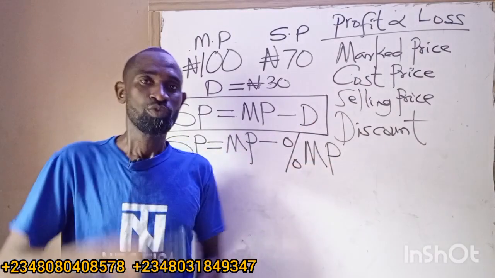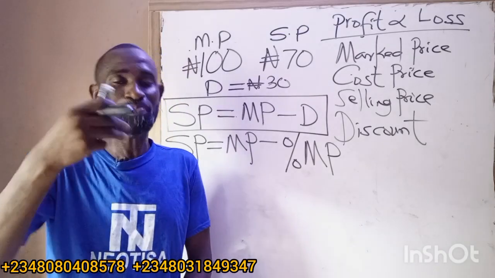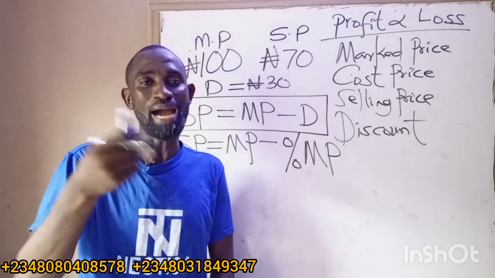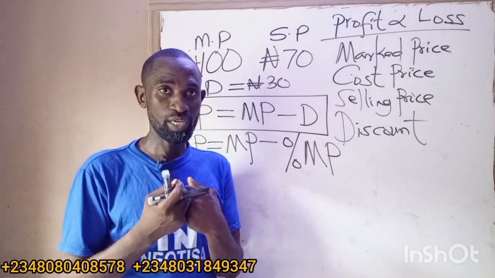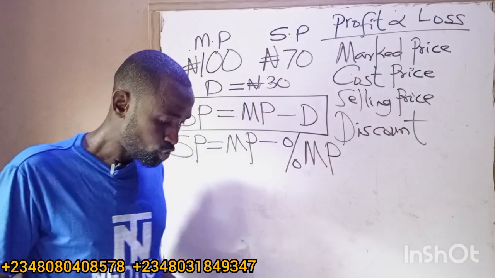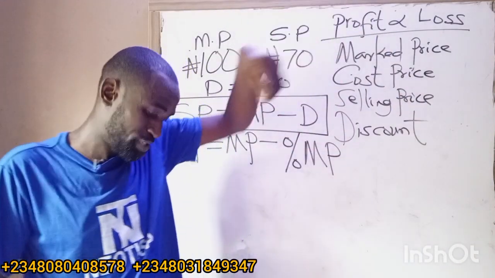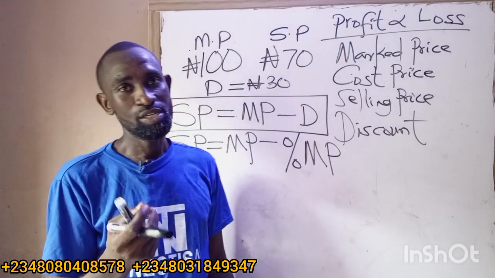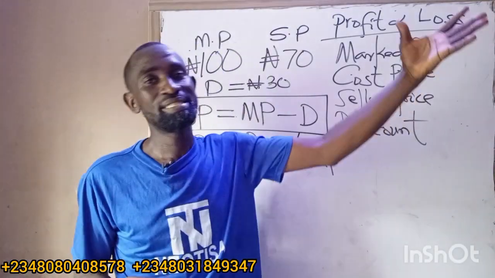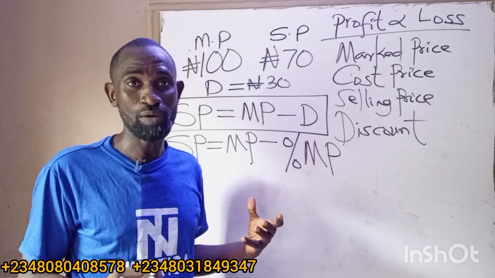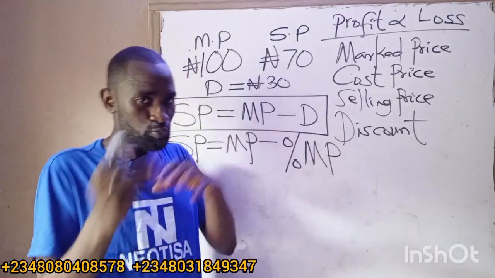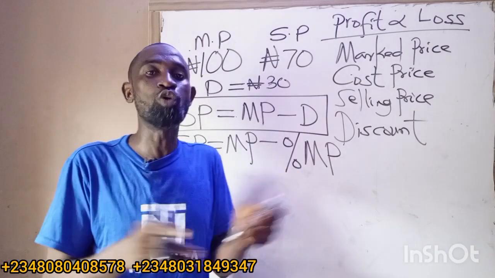So what is cost price? Cost price is just the price at which a particular item is bought. When you take money out and put it inside your pocket, that's your cost price. When money goes out from your pocket, that's the selling price. Are you with me now? So cost price can be selling price, depending on who.